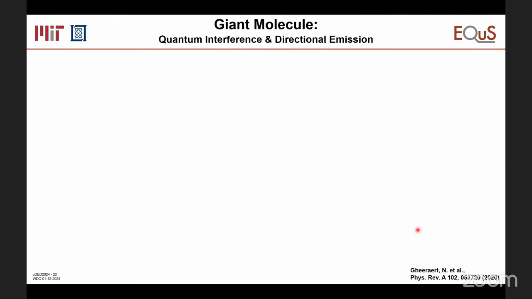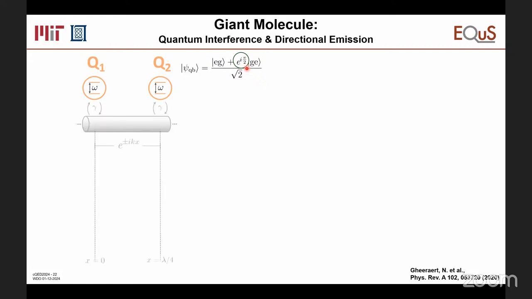And what we came up with was a demonstration of a proposal by Yasu Nakamura's group a few years ago, and that's to use a giant molecule. Okay, and the idea is that we'll have two qubits, qubit one and qubit two, and we're going to put them into an entangled state as shown here, EG plus GE. And importantly, we're going to have a phase pi over two. It'll be positive or negative. Here it's positive. Let's just imagine that.